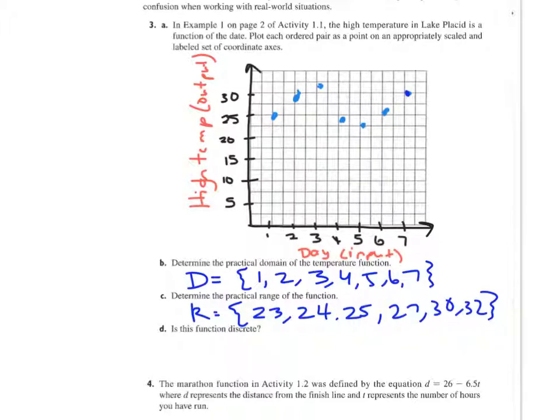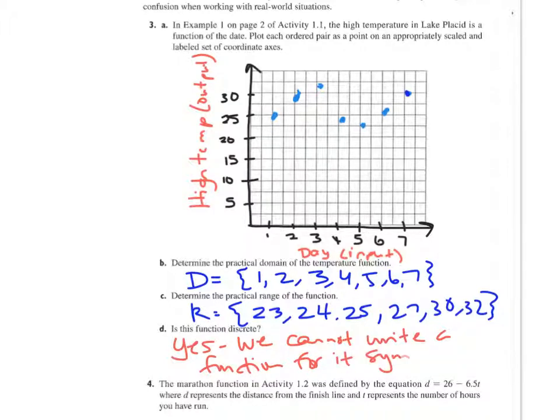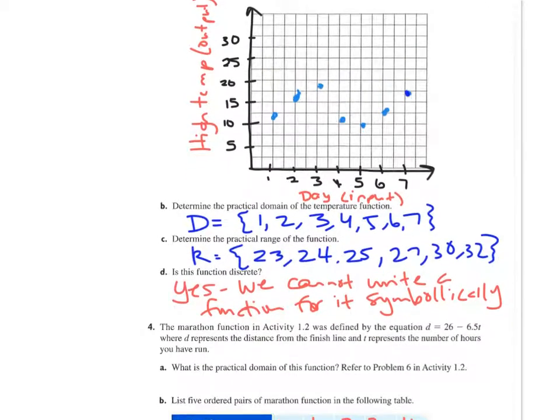Is it discrete? This one is discrete. We cannot write a function for it symbolically. It's only defined for this set of ordered pairs. It's not defined for anything. Once we write an equation for something, it means we can really plug in other values not on the original table of values.